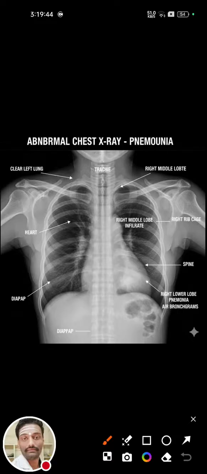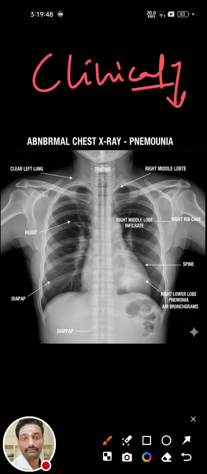The final one, okay, what are the examinations we do in pneumonia? We mainly look for consolidation, air bronchograms, or air filled in the lungs, or the silhouette sign.